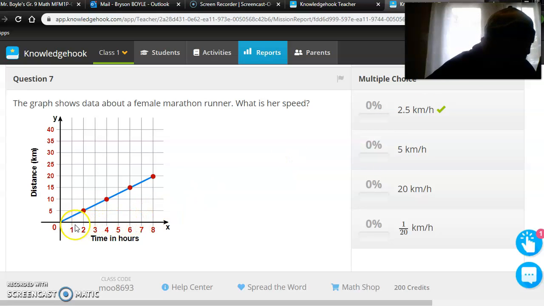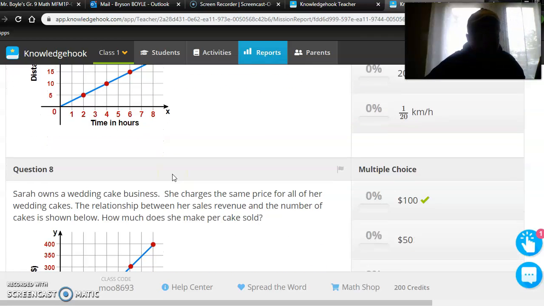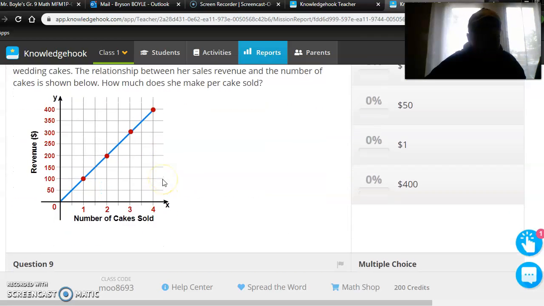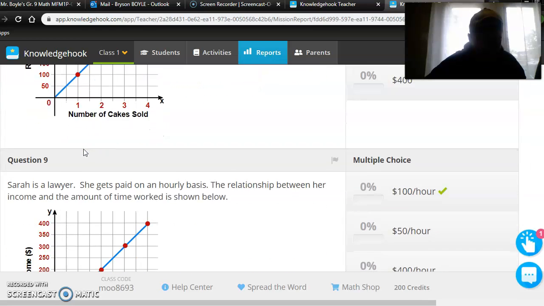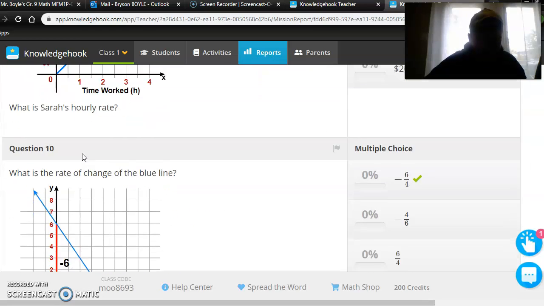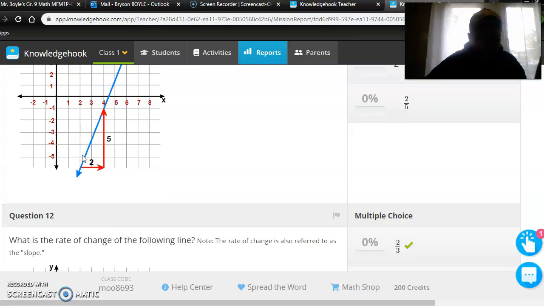It's a constant rate of change because the line is straight. It's not going up on a curve or down on a curve, right? So we know it's constant. Do that same thing for these other 2 questions. Look at the graphs, figure out what the rate of change is. That's all you got to do. These next 3 are a little more complicated.